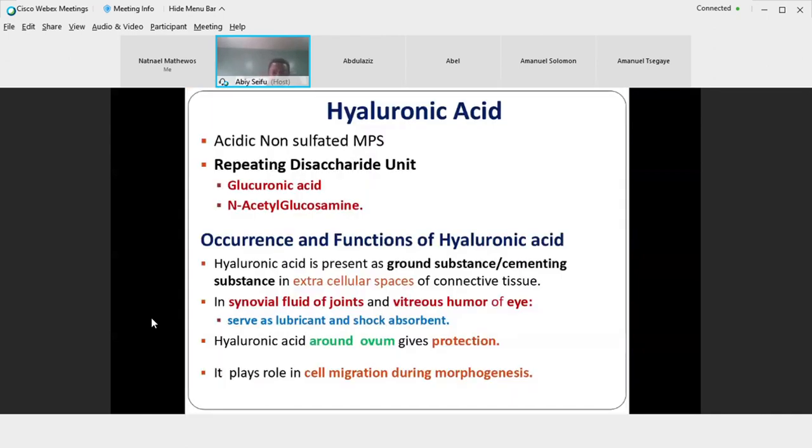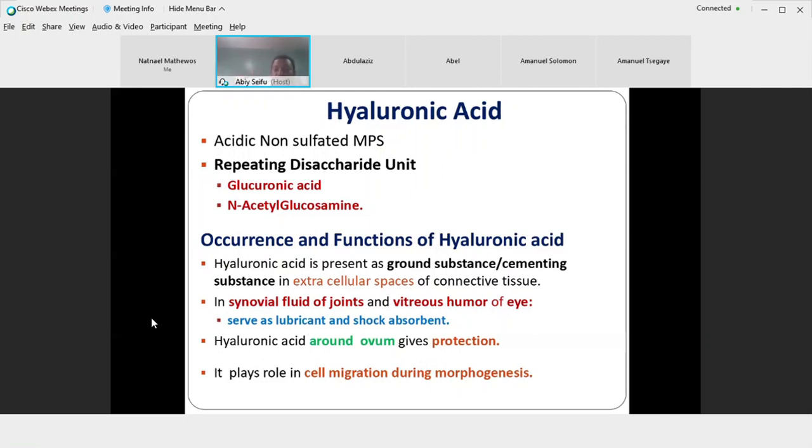And this is mentioned and listed one by one. We don't have time, so let's see roughly. For example, hyaluronic acid. The repeating units are listed here, and where it is found. It's found in synovial fluid and the vitreous humor of our eyes, and it can act as a lubricant and shock absorbent. And what makes it unique here?